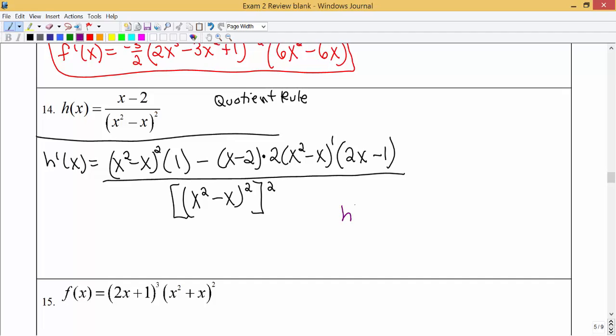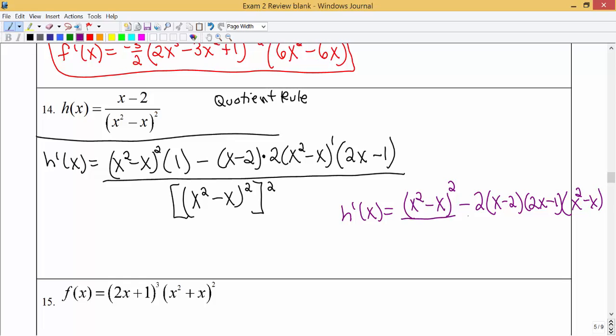Alright, let's simplify a little bit here. So h prime of x is equal to x squared minus x squared. We're going to leave off the times 1 because anything times 1 is just itself. Minus, so we have a single factor of 2, so I'm going to pull that to the front, and I'm going to write the groups behind it. We have 3 groups. Doesn't matter the order of the groups there. And then, of course, when I take something and I square it, and then I raise it to another power of 2, then we're going to multiply those exponents. So that's x squared minus x, all of that raised to the power of 4.